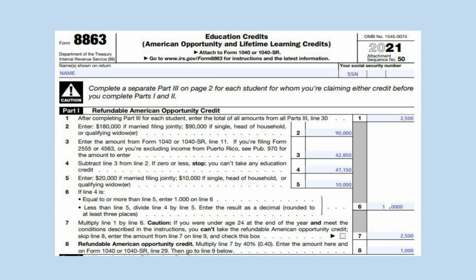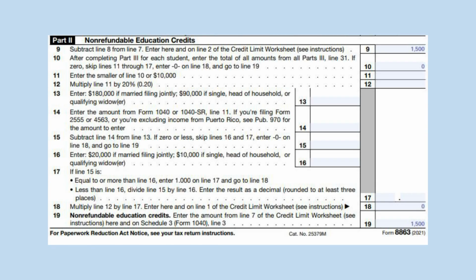On Line 5, enter $10,000 as you are single. Since Line 4 is equal to or more than Line 5, we will enter 1 on Line 6, and we will multiply that by Line 1 for $2,500 on Line 7. On Line 8, we will take Line 7 and multiply that by 40%, which will give us $1,000. We will enter this amount on Line 29 of the Form 1040. On Line 9, we will subtract 8 from Line 7 to arrive at $1,500.